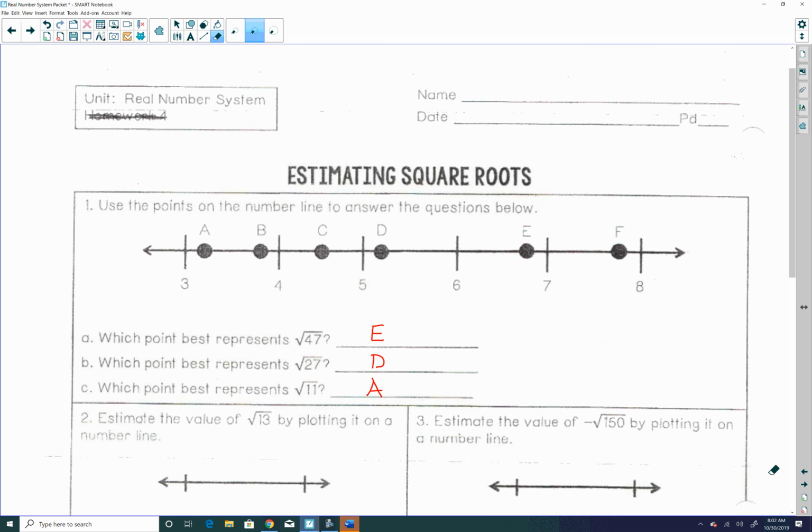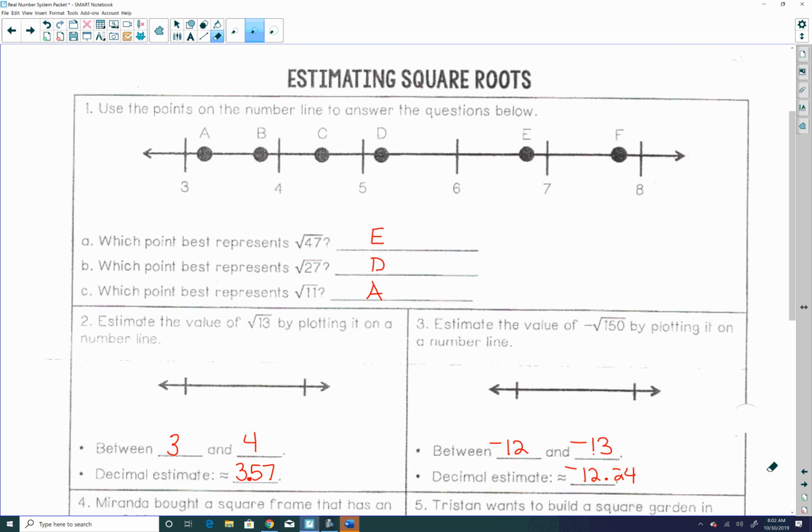Moving right along. This next one, the number line one, I love these problems. What I do to solve them, I don't find them that difficult, but what I always do before I start trying to figure out where the dots are is I put in the perfect squares. So 3 is the square root of 9, 4 is the square root of 16, 5 is the square root of 25, square root of 36 is 6, square root of 49 is 7, square root of 64 is 8. So now it's easy to see. Looking for the square root of 47, it's greater than 36, it's less than 49. The only one that's in there is E, so that's kind of easy.